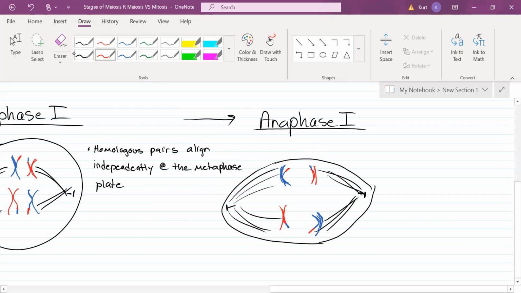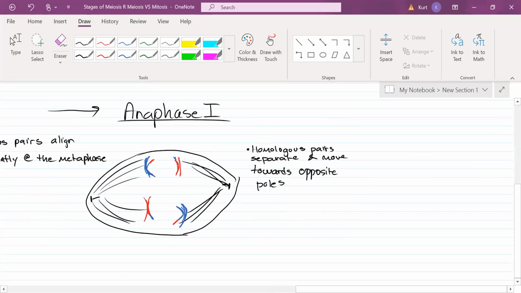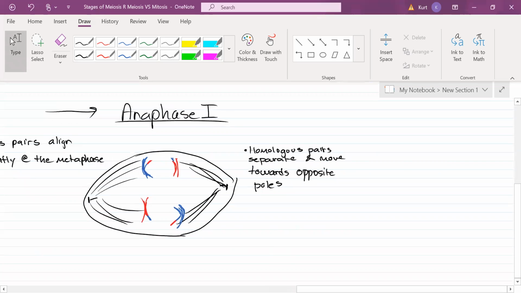Okay. So in this stage, homologous pairs separate and move towards opposite poles. So very similar to what's happening in just anaphase of mitosis. They're being pulled to opposite poles. But notice in mitosis, you are pulling chromosomes apart. Here, you have an entire sister chromatid. So that's a little bit of a change up.